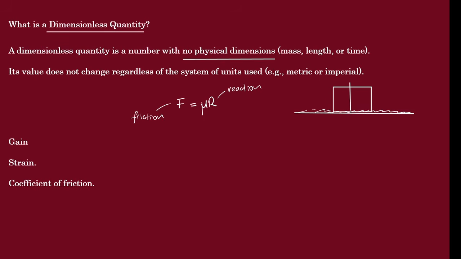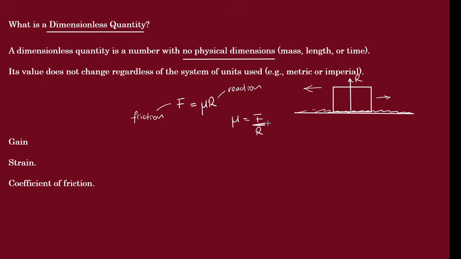So R is going to be the reaction of the weight on the body. So this is R. Then if the body is going this way, friction will oppose the motion that way. So if we were to make mu the subject of the formula, mu is the force divided by the reaction of the body.